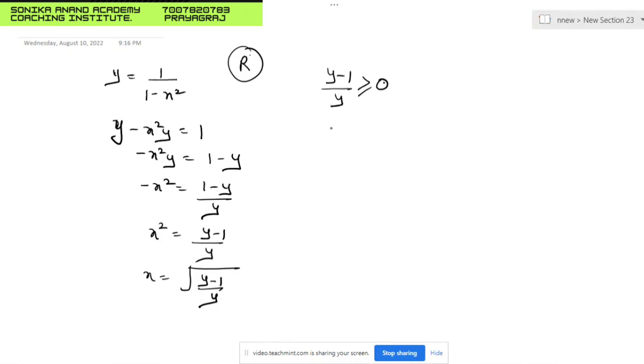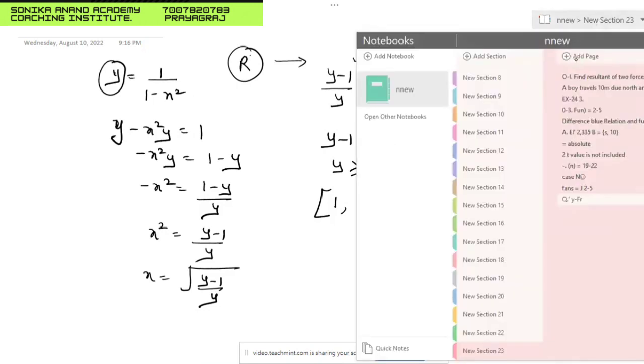So from here we go for only the numerators. So y minus 1 must be greater than or equal to 0, so y must be greater than or equal to 1. So its range goes from 1 to infinity. In this way, this is the method of finding the range. We put the function value as equal to y. Clear?